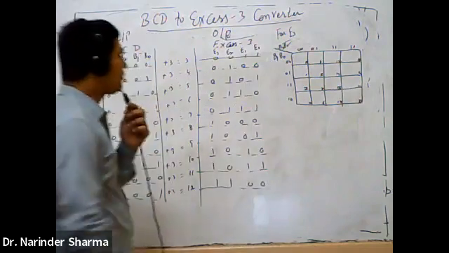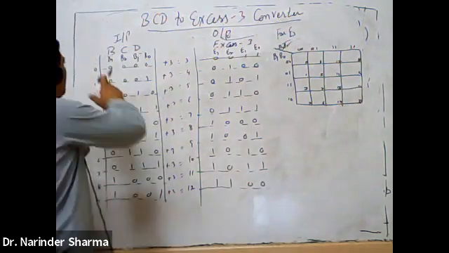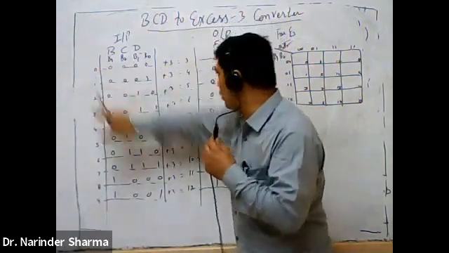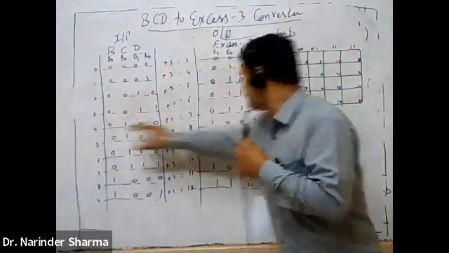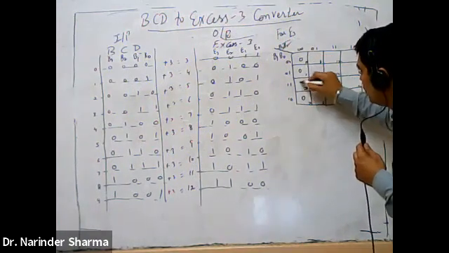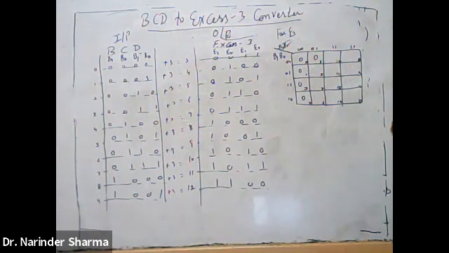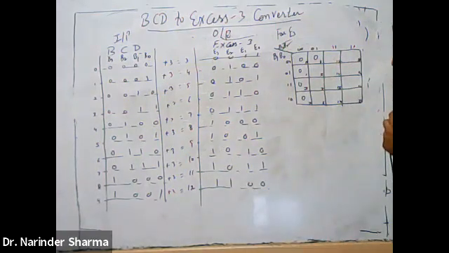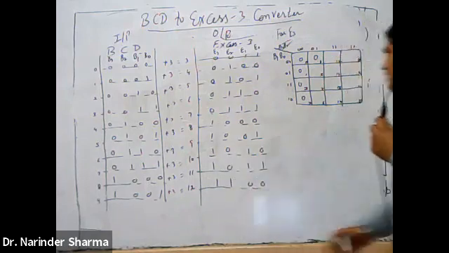Now, for E3, understand it carefully. How we can fill 0 to 4. You have to fill zeros for 0, 1, 2, 3, 4. You have to fill zeros for 5 to 9. You have to fill ones.